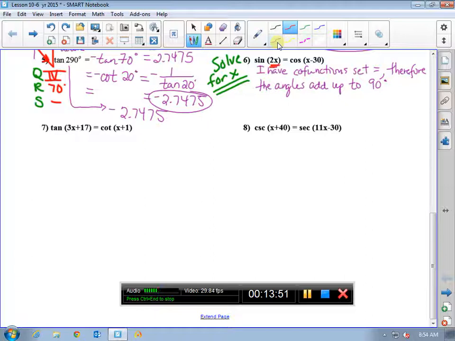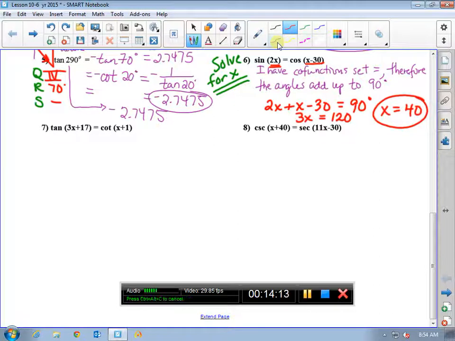So let's just grab out the angles. 2x, adding together with x minus 30, should be 90. And solving that, we have 3x equals 120 when I add over the 30, and so x equals 40. We could certainly check that. Putting that in the original, that would mean the sine of 2 times 40 equals the cosine of 40 minus 30. That's 10. And you might just recognize, oh yeah, they're complementary, or you could definitely type this in your calculator and see that the decimal values are equal. Checking is a good thing.